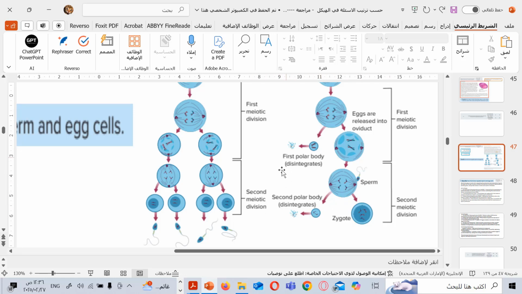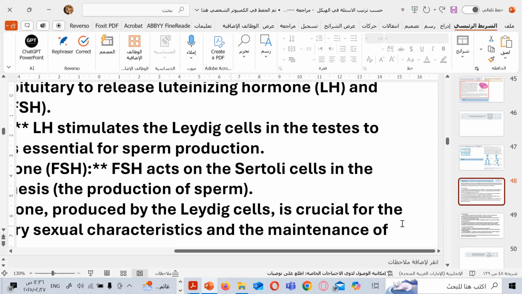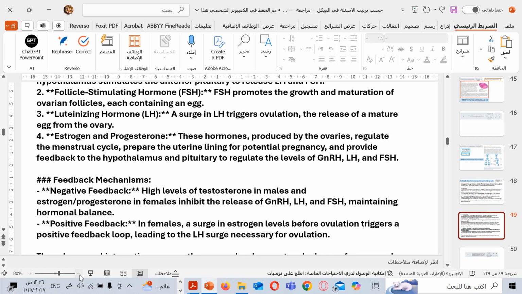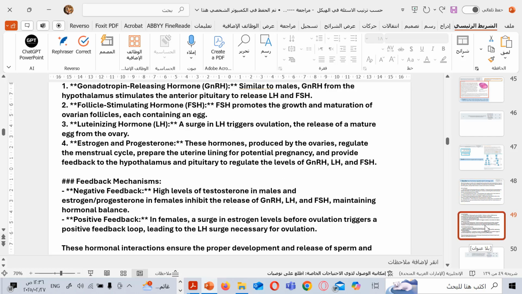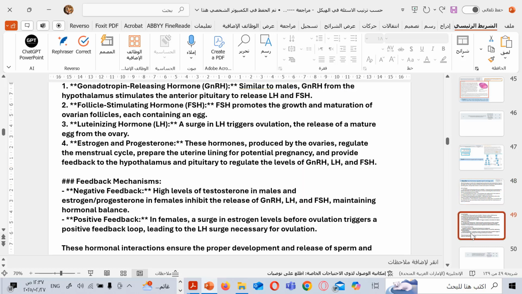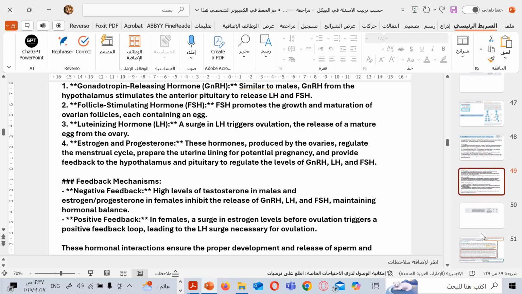Be careful about this trick. You can read what happens in these two slides to give you what will happen to answer this question: describe how hormones regulate sperm and egg cells. But I think he wants just this knowledge in this paragraph. This extra knowledge you can read, because if he brings anything from these slides, you can solve the question.